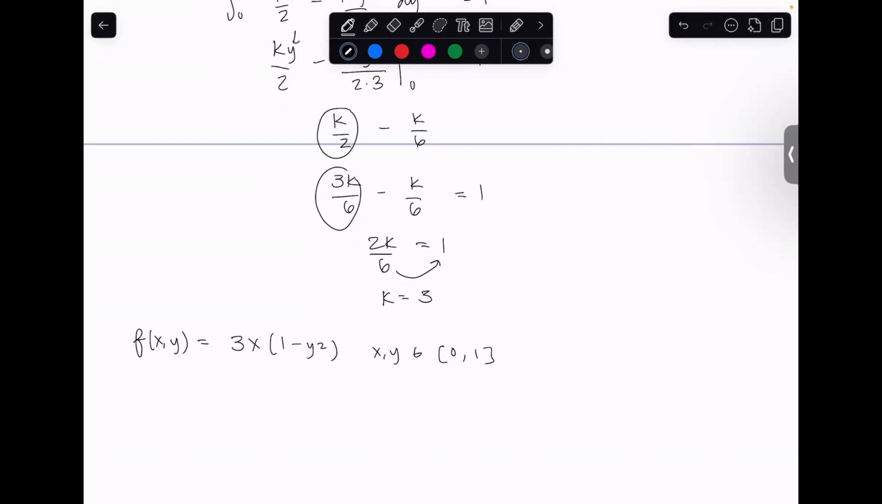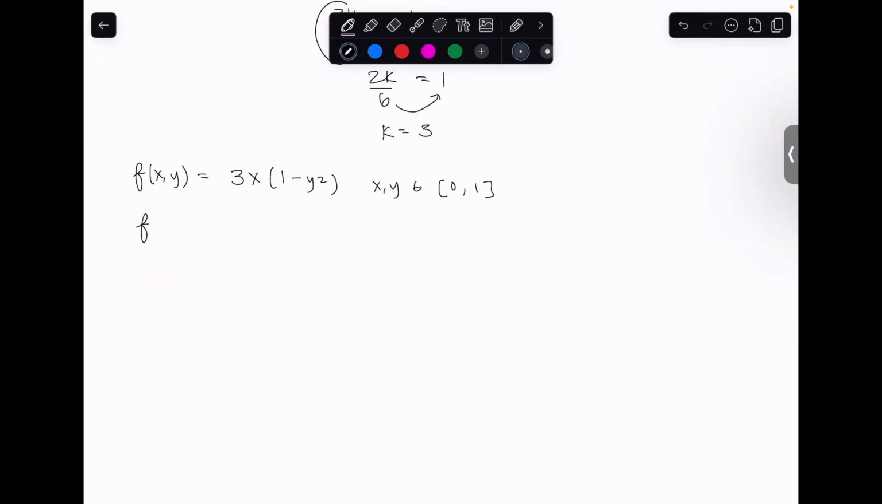And then from there, it might ask you to find the marginal density function for x, find the marginal density function for y, right? And so, for example, the marginal density function for x generally is always going to be this. So that's your general formula.